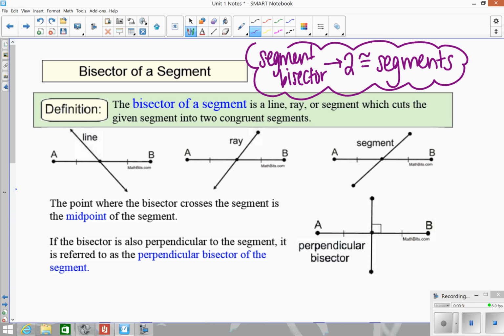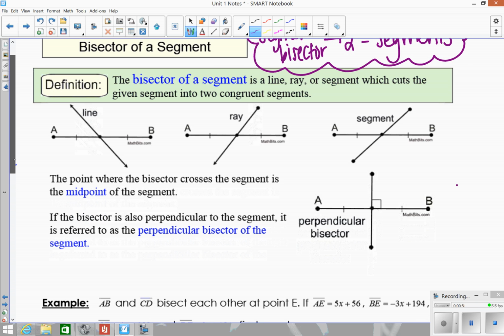When we talk about segment bisectors, they can be a mix of different things. You could have a line that's a bisector, you could have a ray, you could also have another segment. But in the end, you can only bisect a segment, so it has to be a segment, and it's getting cut into two equal parts. So segment AB in all of these pictures is getting split into two equal parts.